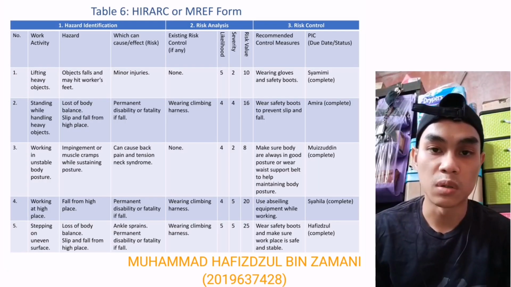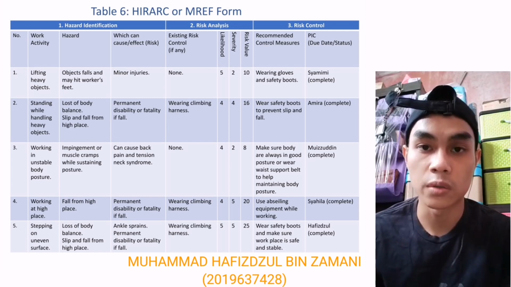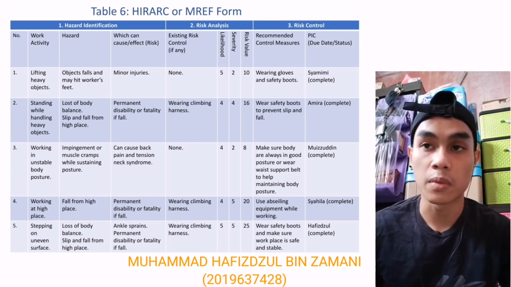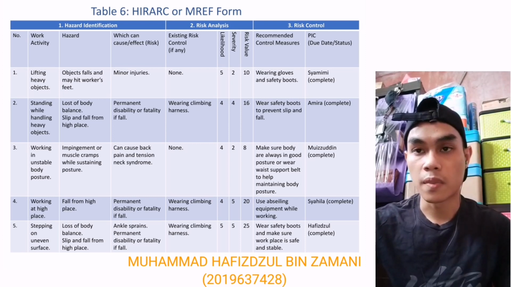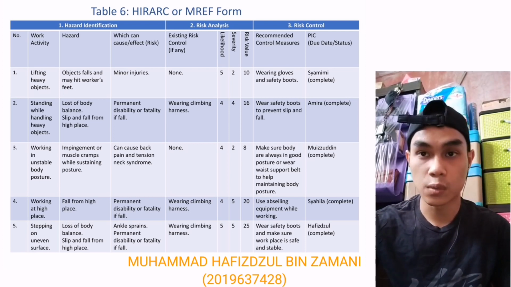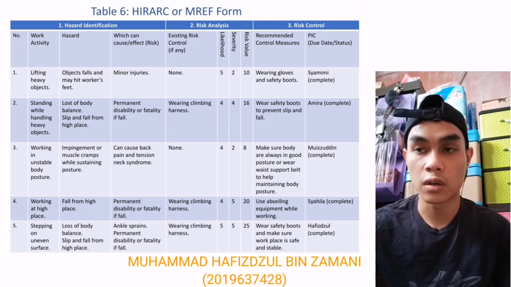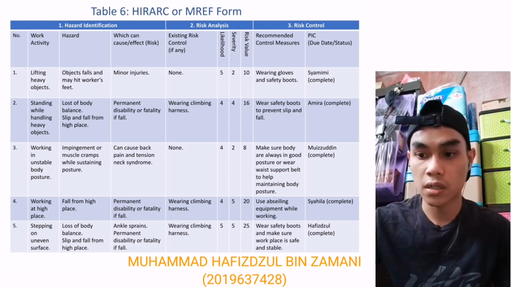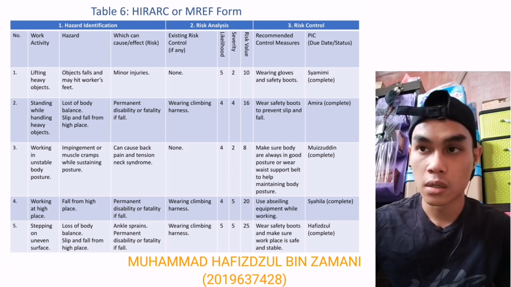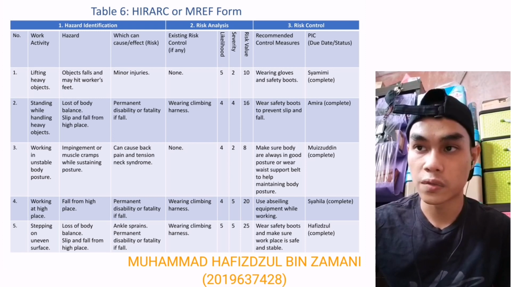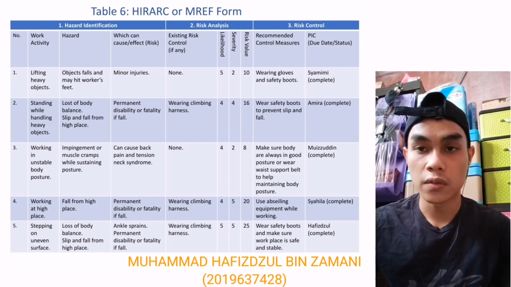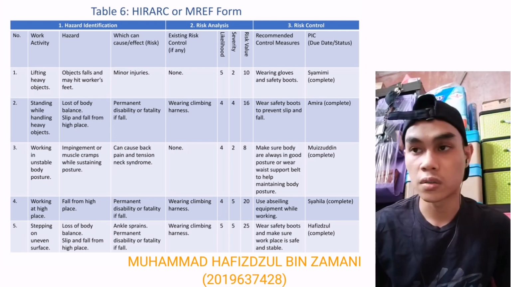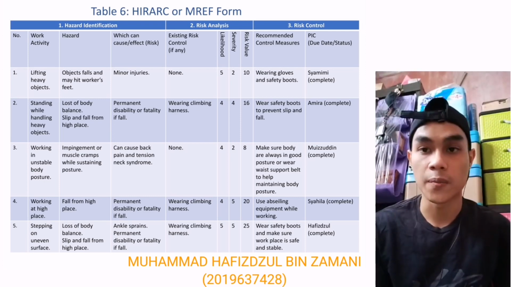Hi, my name is Muhammad Fizul bin Zamani and I'm here to present my part of the assignment, which is the HIRAC or MREF form. The first work activity is lifting heavy objects. This activity has scored the likelihood of 5, severity of 2, and the risk value of 10. The next activity is standing while handling heavy objects. This activity has scored the likelihood of 4, severity also 4, with the risk value of 16.